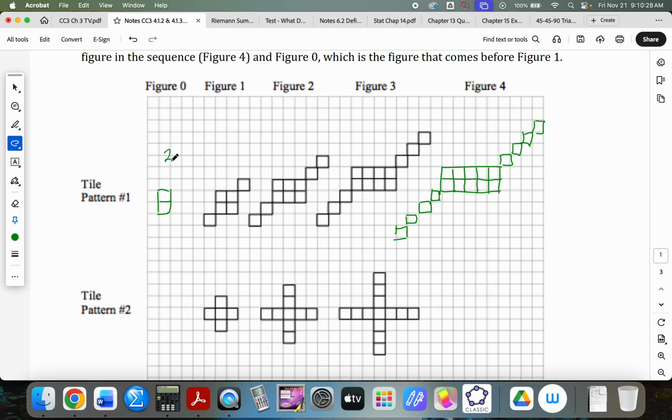So I'm going to write the numbers here. This is 2. This is, wait a minute, that's 6. That's 10, 14, and 18. How many tiles are we adding on every time? 4. We're adding on 4 every time.